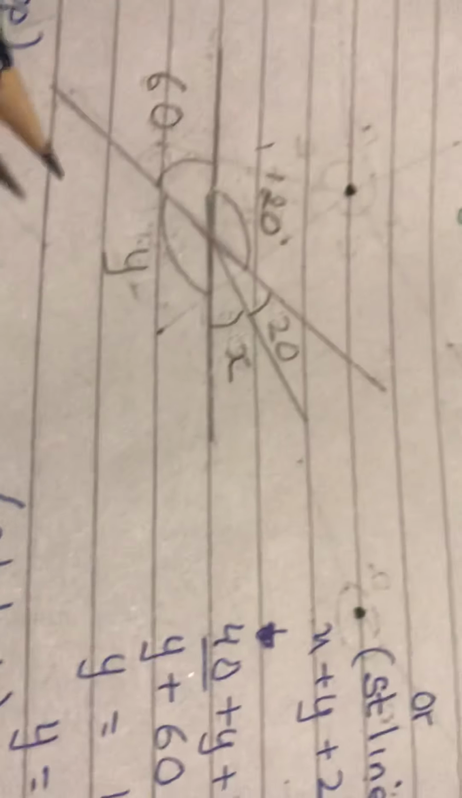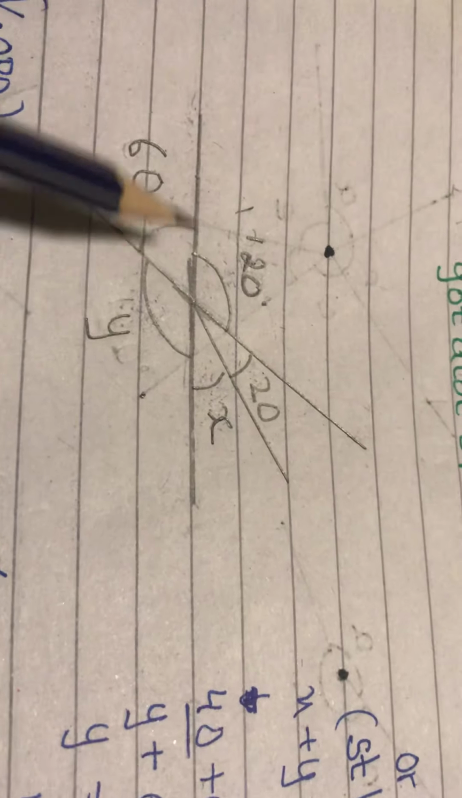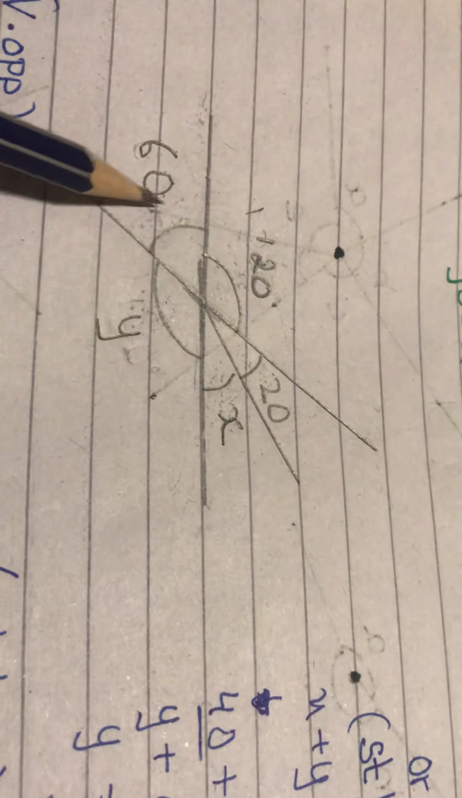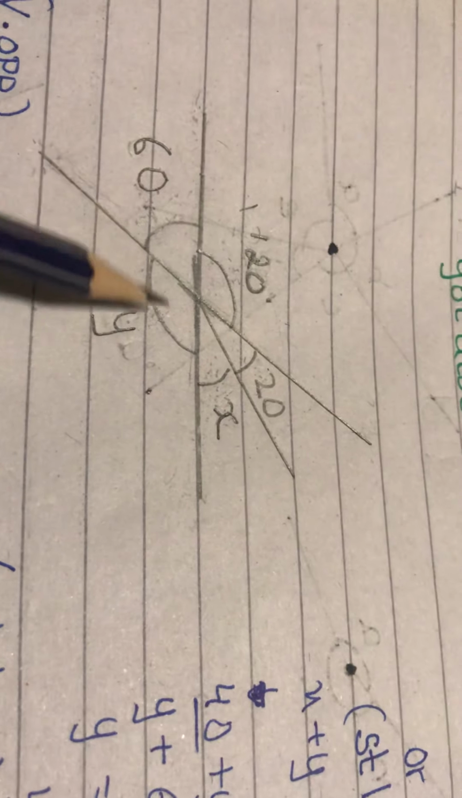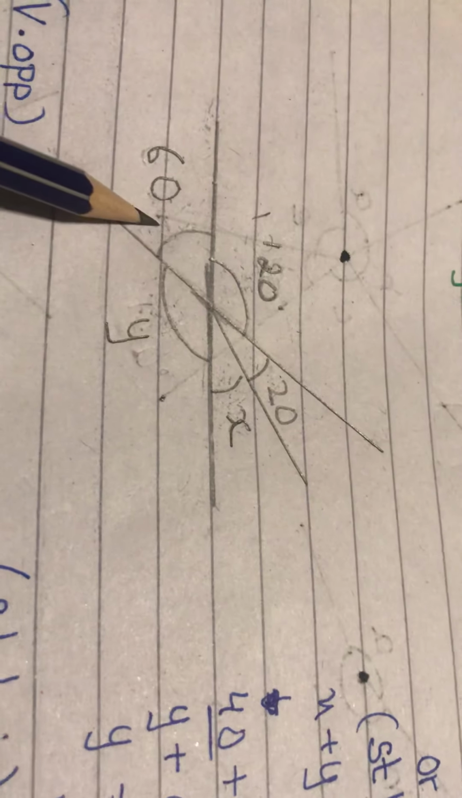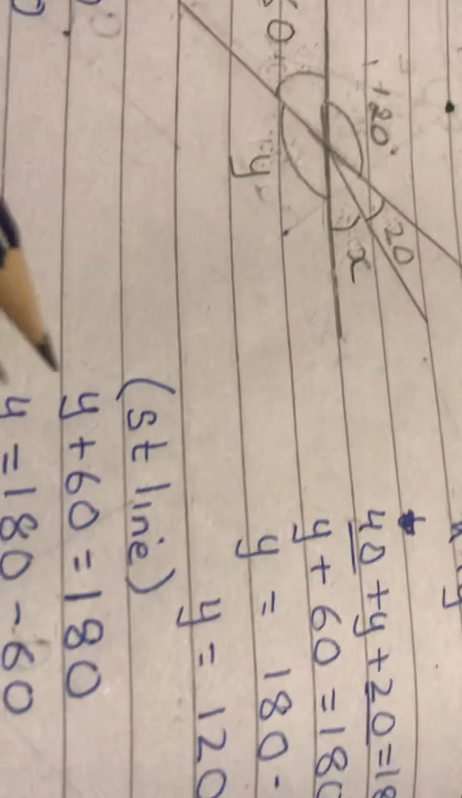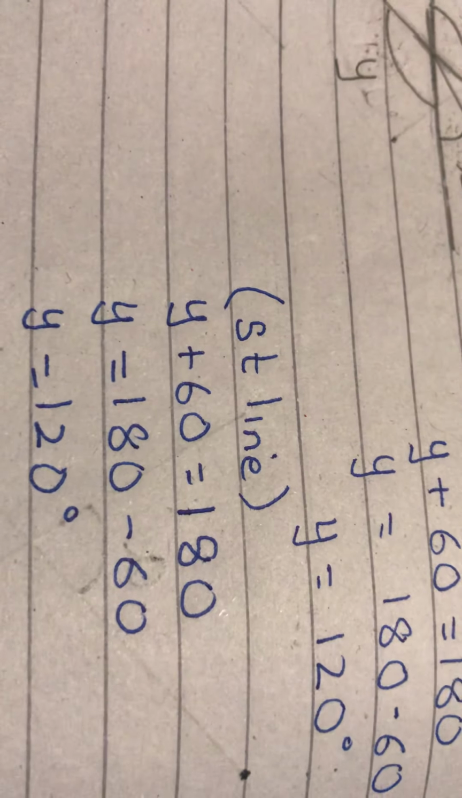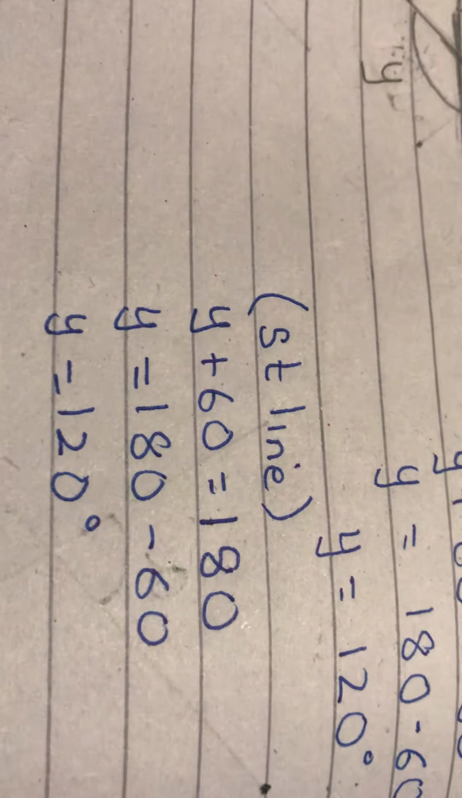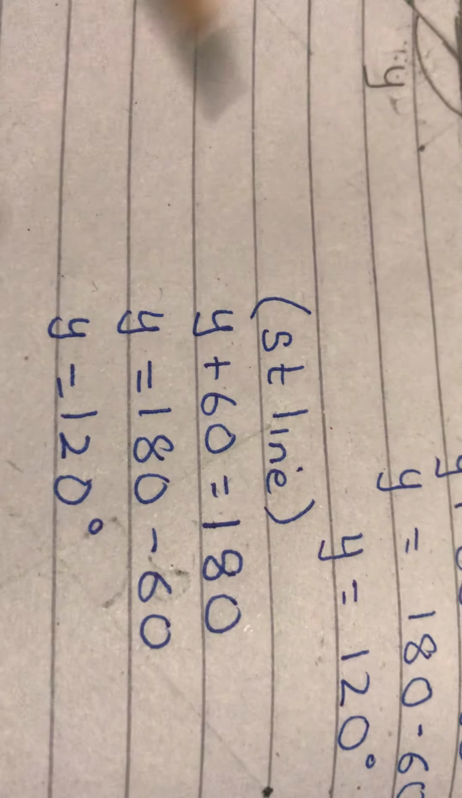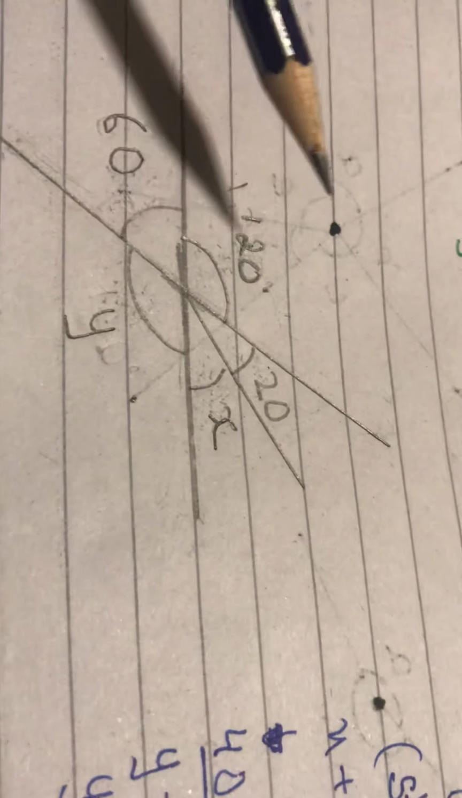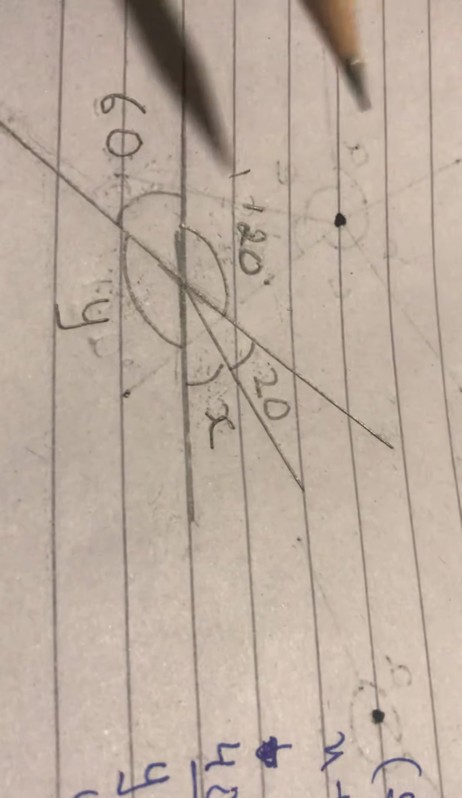There's another way to find out y. This is a straight line. These are the 2 angles on the straight line. Again, we can find it through rule number 1, like this. So y plus 60 equals 180. You take away 60, you get 120. Now is there any other way? I think yes, there is.